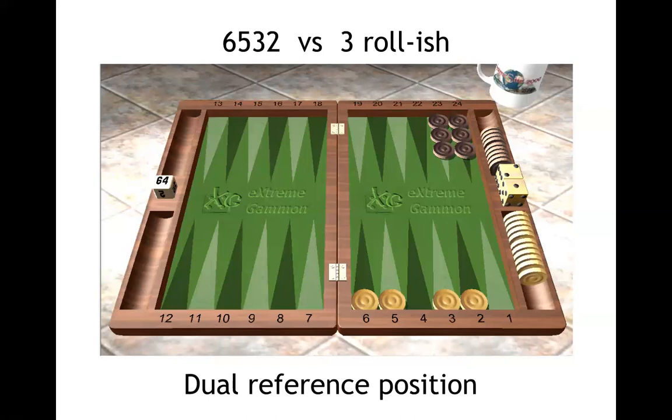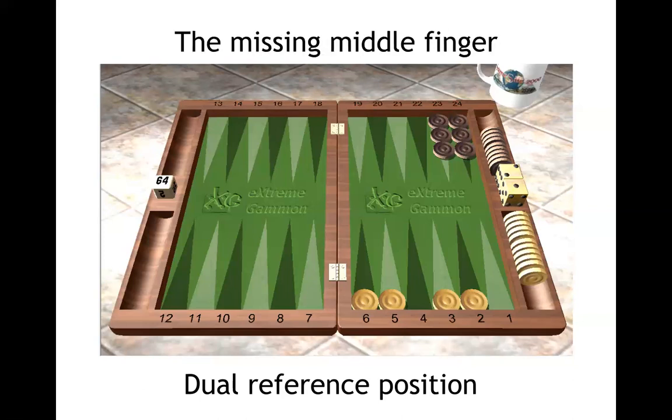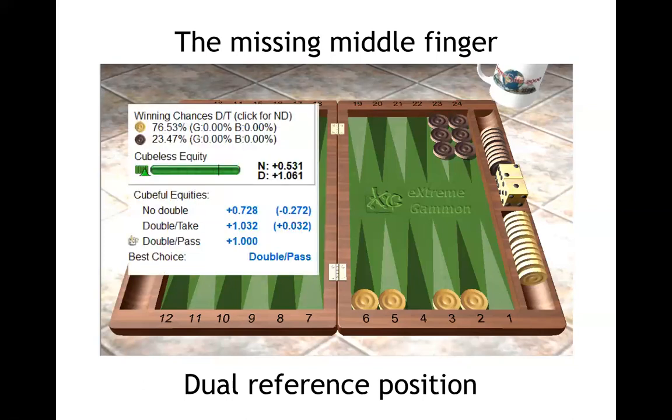This is a dual reference position because when you flip this around, this is the missing middle finger position here. I made that up yesterday. I guess I'm assuming that there's a missing... Trade, better get a trademark on that one. There's a missing middle finger here, but it's a dual reference position because if you flip it around, you can see this.